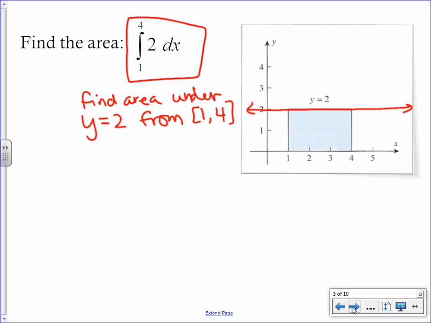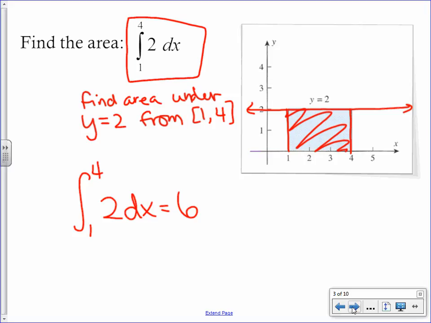So we can sketch our line y equals 2. Here's from 1 to 4, and we have what kind of a shape? A rectangle. What's the area of that rectangle? 6. What's so funny? I think it's 8. 0 to 4 would be 8, right? Yeah, 0 to 4 would be 8. Okay. All right.